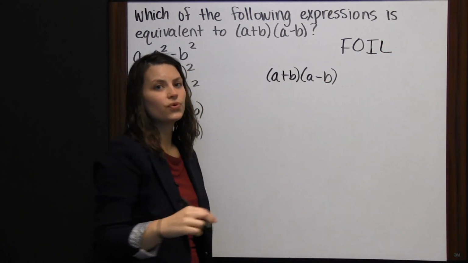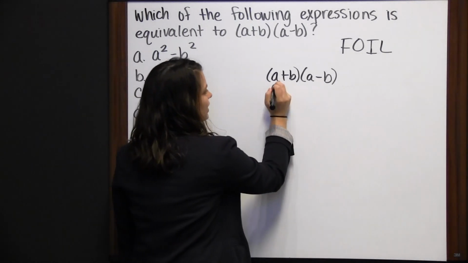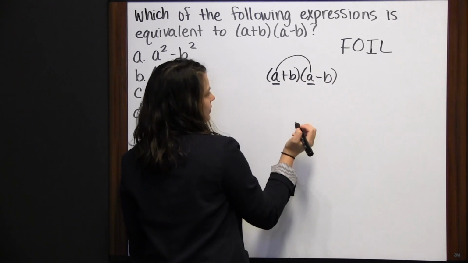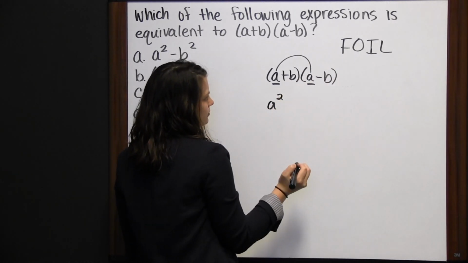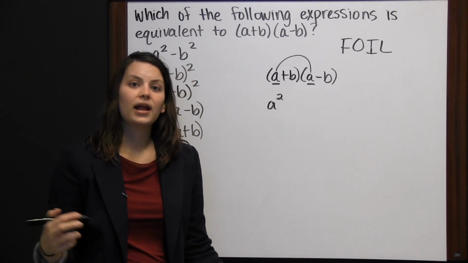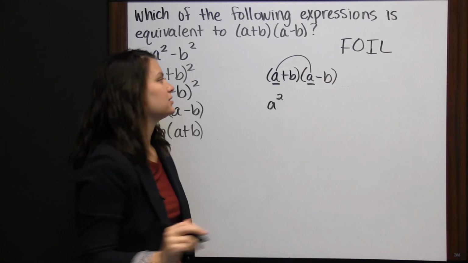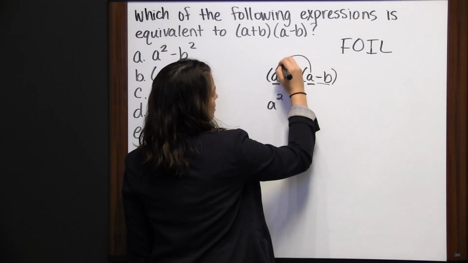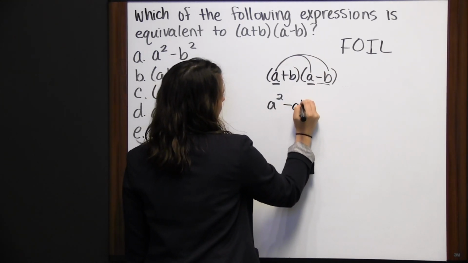The F stands for first, meaning to multiply the first terms in each set of parentheses. So A times A, and A times A is A squared. Then O stands for outer or outside. So you multiply the two terms on the outsides, or A and negative B. So A times negative B is negative AB.